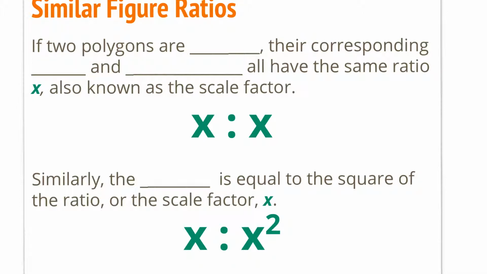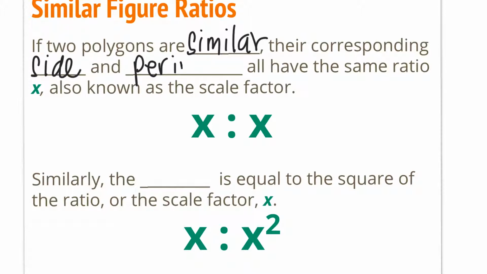So if 2 polygons are similar, their corresponding side and perimeter ratios all have the same ratio x, also known as a scale factor. And here's a visual of what that means. The ratio between the scale factor to the perimeter is x to x. In other words, it is the exact same.